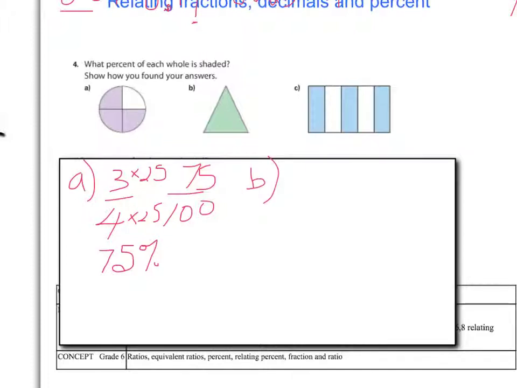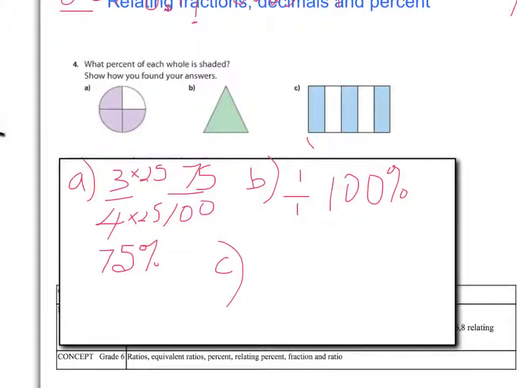B, we have 1. It's completely shaded in. 1 over 1, I guess, as a fraction. Percent, that really means the whole thing. When it's the whole thing, it's always 100%. So not too bad there.